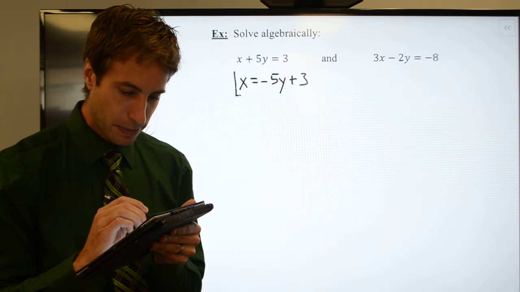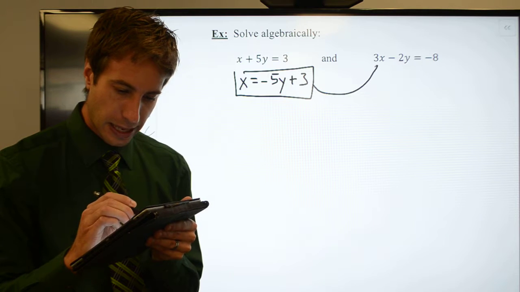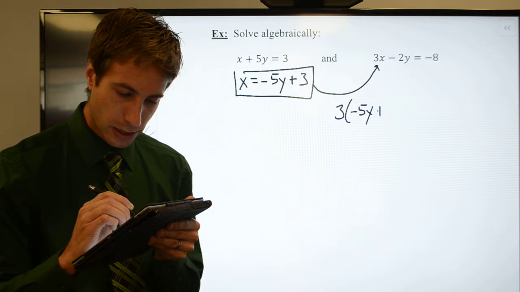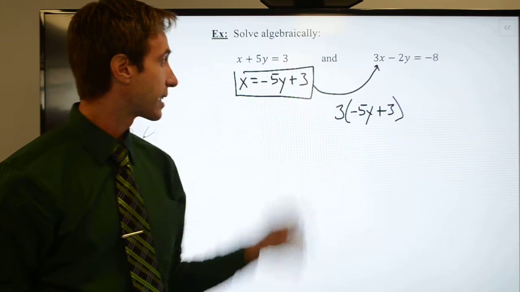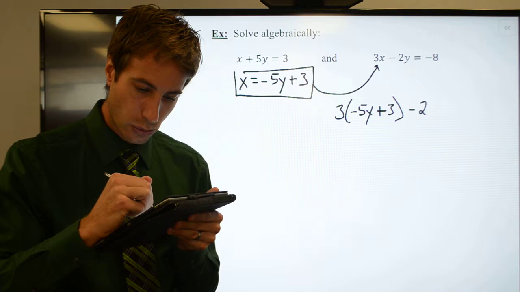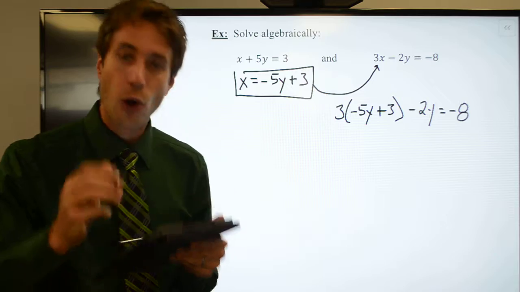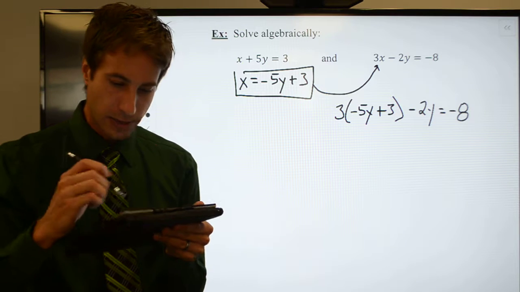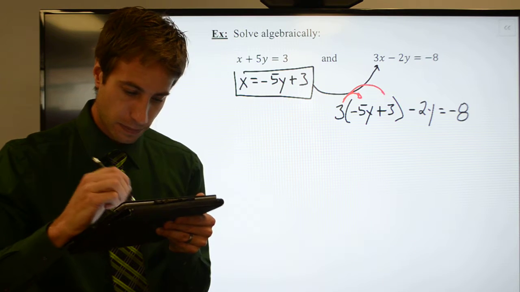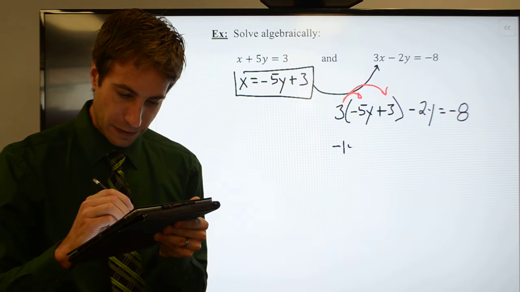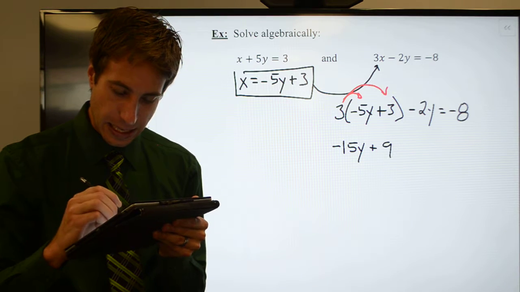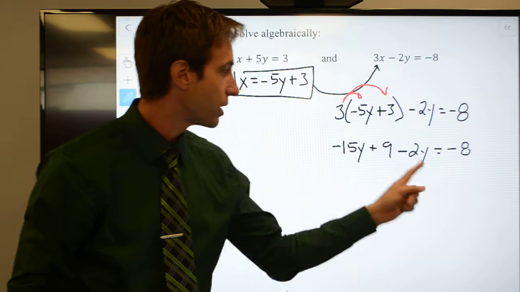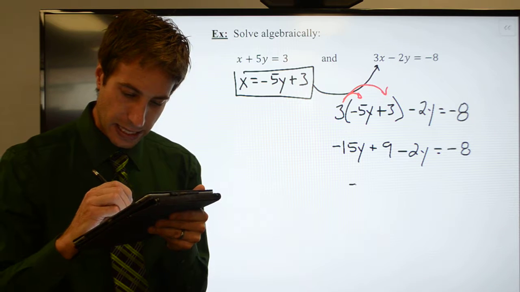I'm going to go ahead and substitute that guy in for x, and I wind up with 3 times -5y plus 3, because that's what x is equal to, -2y is equal to -8. Well, now what I have is an equation that only has y's in it. Simplify, combine like terms, and you are done. -15y plus 9 minus 2y equal to -8. Combine like terms, -15y minus 2y should be -17y.